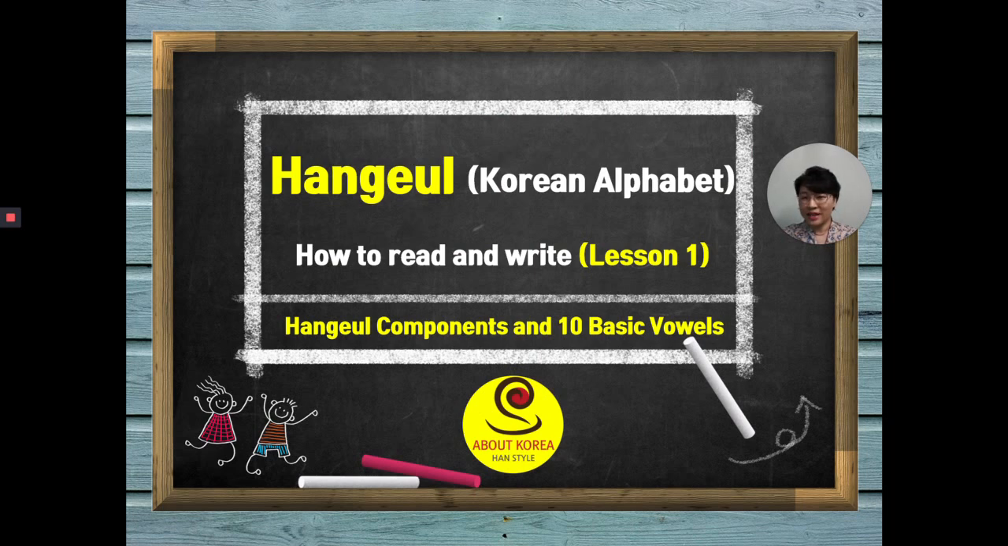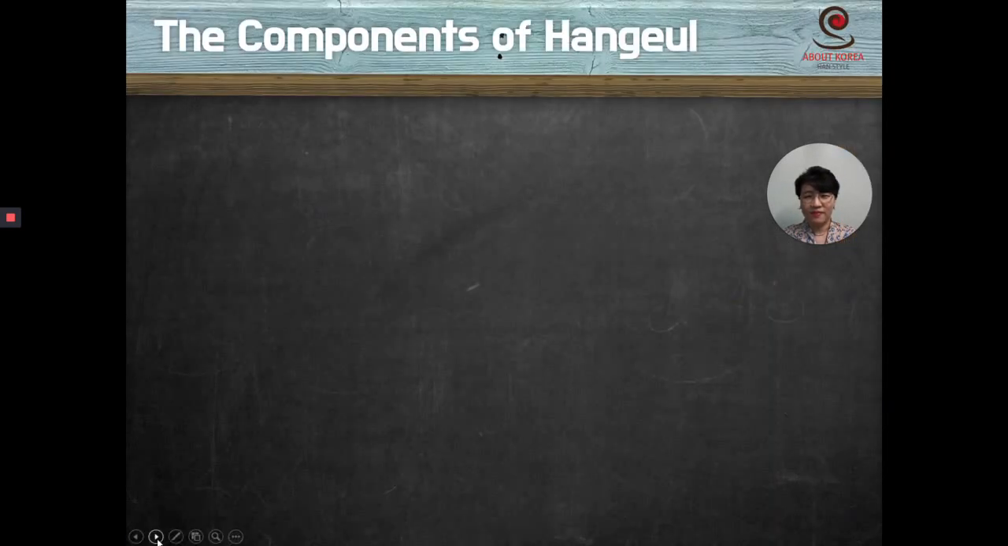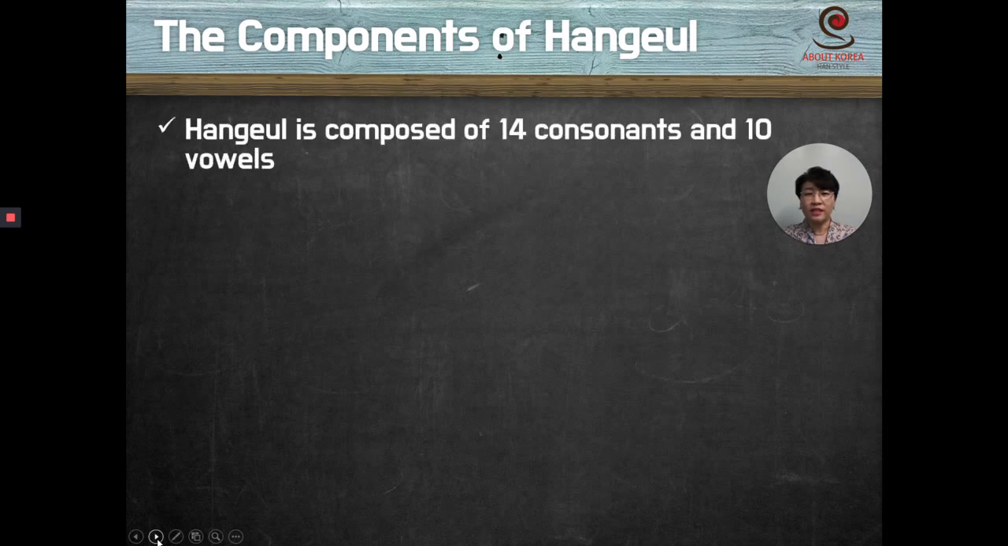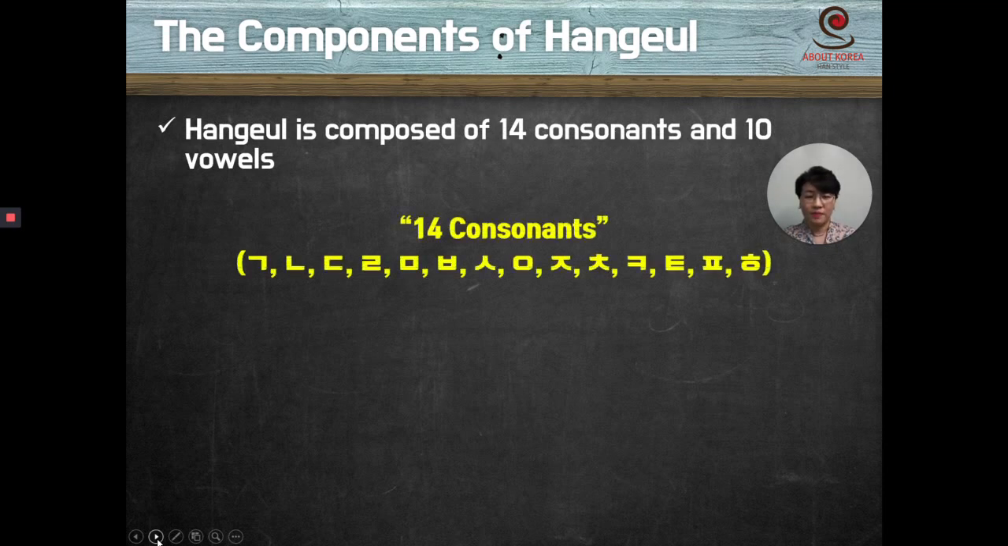Today we will study Hangul, the Korean alphabet, how to read and write. Lesson 1. We will study how Hangul is composed, and also we will practice 10 basic vowels today. Alright, the components of Hangul. Hangul is composed of 14 consonants and 10 vowels. What are the 14 consonants? Let's take a look together.